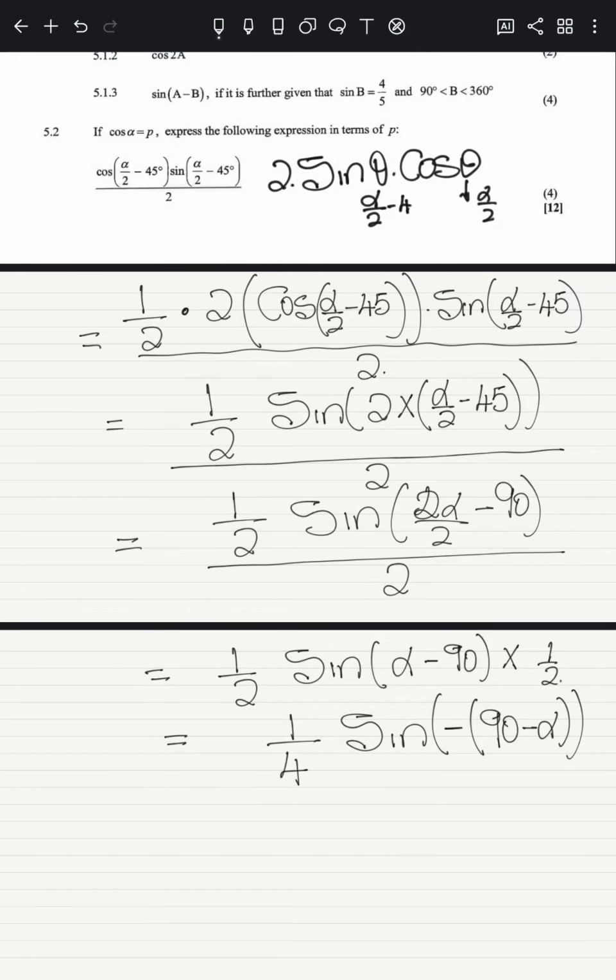Okay, so now what we are going to do here, because this is sine of 90 minus, remember 90 minus changes to cos. But then I've got the negative sign, so it will be negative 1/4, then cos alpha. Therefore, you have to go back and check what cos alpha was. Cos alpha was the same as p, which means that the answer is negative p/4. Then you are done.